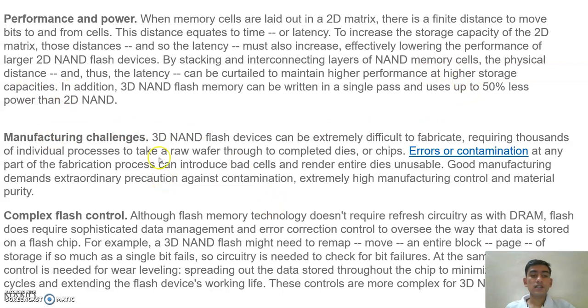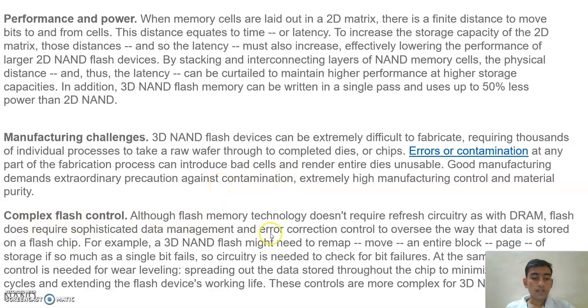In addition, 3D NAND flash memory can be written in a single pass and use up to 50% less power than 2D NAND. Manufacturing challenge. 3D NAND flash memory devices can be extremely difficult to fabricate, requiring thousands of individual processes to take a raw wafer through to completed dies or chips. Errors or contamination at any part of the fabrication process can produce bad cells and render the entire die unusable. This is a con, and good manufacturing demands extraordinary precautions against contamination.